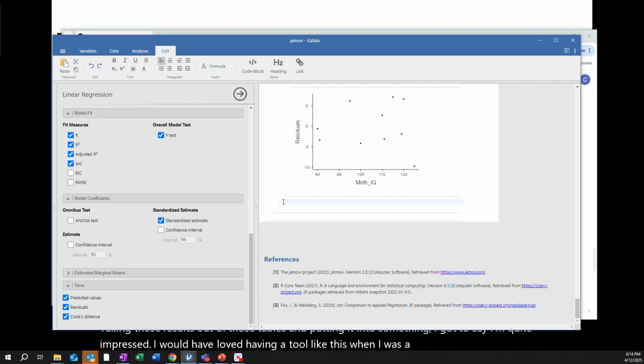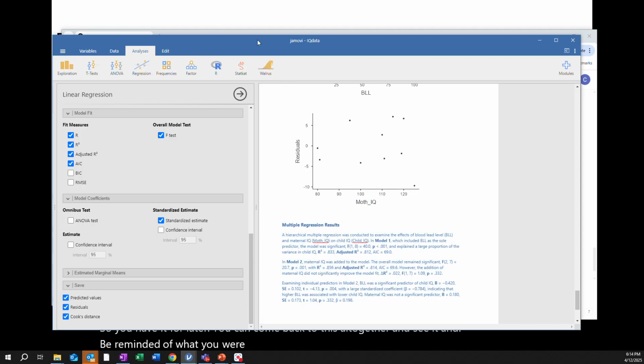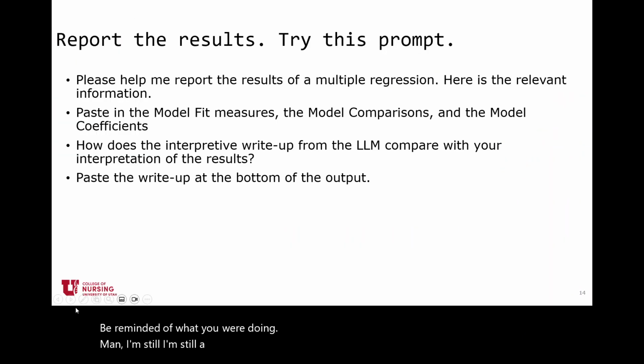Okay, so copy that write-up and click on the bottom of your Jamovi output if you're going to go through the work to get it. Save it with your output so you have it for later. You can come back to this all together and see it, and be reminded of what you were doing. Okay, man, I'm still a little surprised by how well that worked.